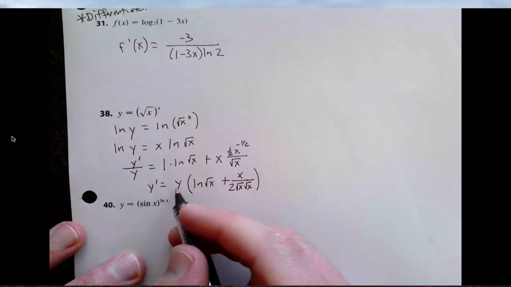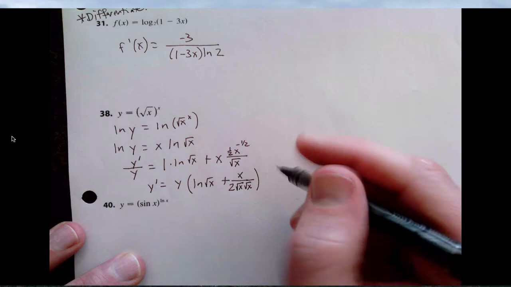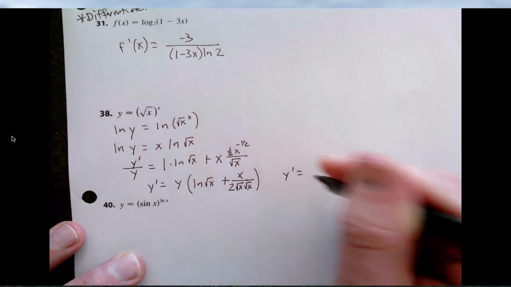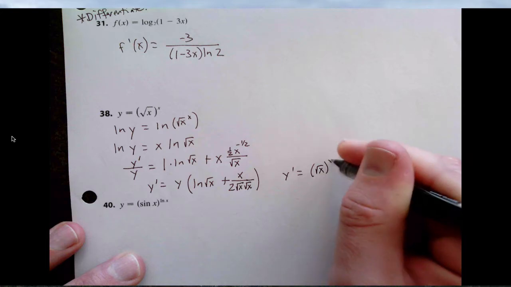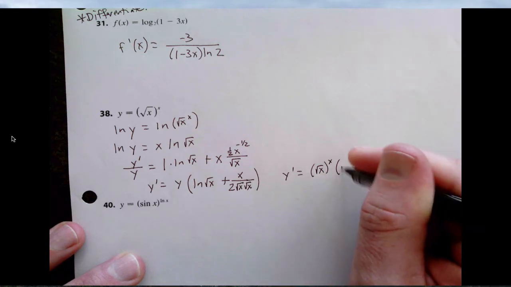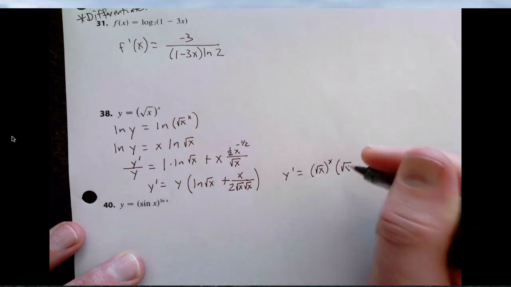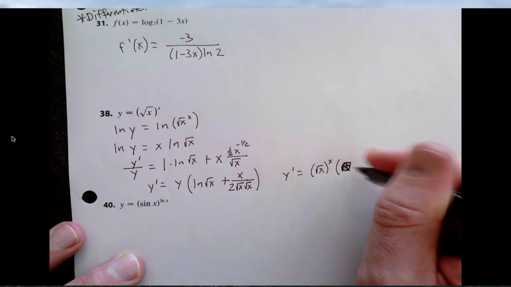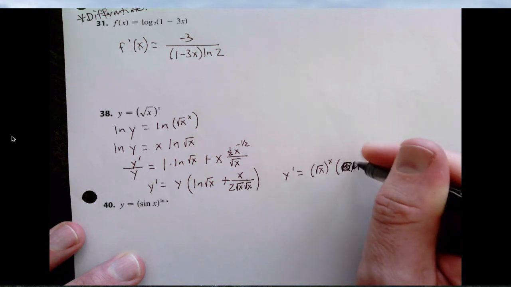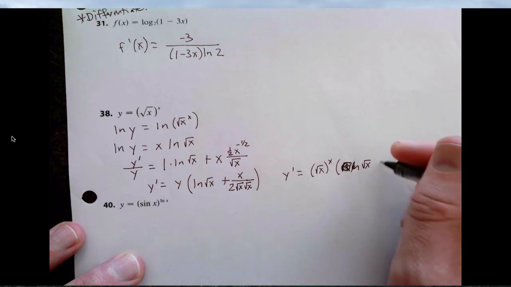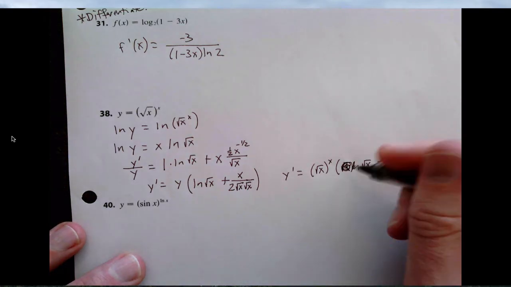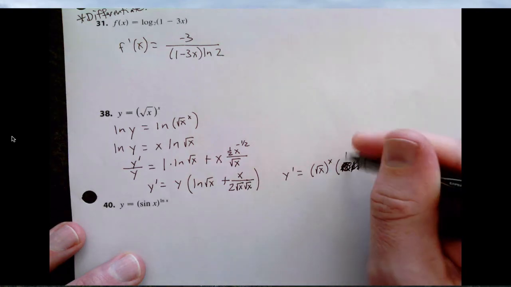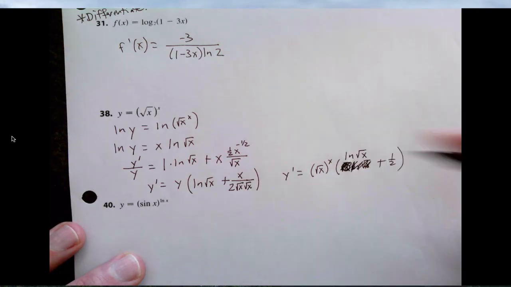Another thing is that sometimes this y is replaced back with what it is equal to. So that would look like this. Y prime equals radical x to the x power multiplied by natural log of radical x plus a half. There we go. This piece is kind of hard to read, so I'm going to rewrite it. Natural log radical x. There we go.